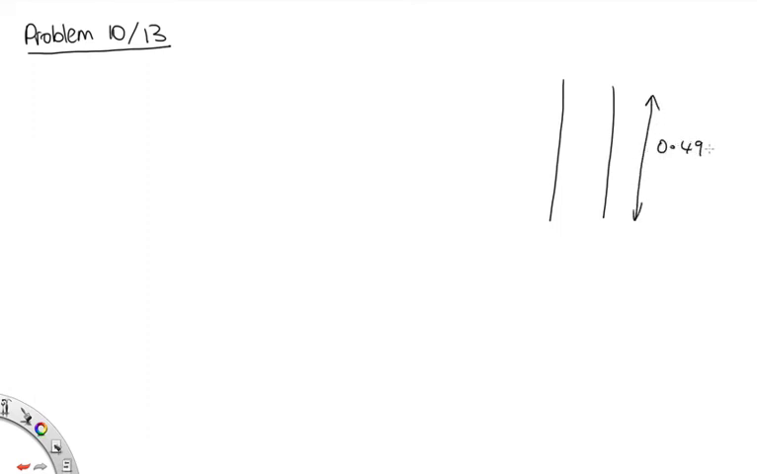Problem 10 for 1121 or 13 for 1131. In this problem we have a pipe which is open at both ends and it has a length of 0.49 meters. We have a sound source and we can vary the frequency from 1000 Hertz to 2000 Hertz. And we're told in this question that the velocity of sound in air is 339 meters per second. And we're asked what are the resonant frequencies?